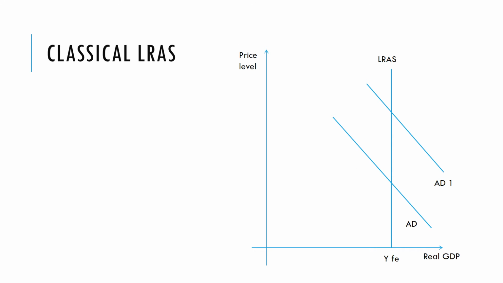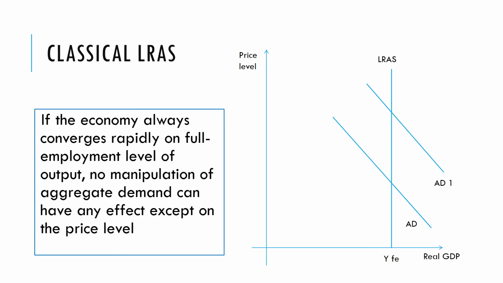So this is our long-run aggregate supply curve. And we can see that in this situation, in the long run, the level of aggregate demand will only influence the price level rather than the level of output. So if the economy always converges rapidly on the full employment level of output, no manipulation of aggregate demand can have any effect except on the price level. So the belief behind this long-run aggregate supply curve is that movements in demand can only affect the price level in the long run. They can't actually affect how much is being produced.